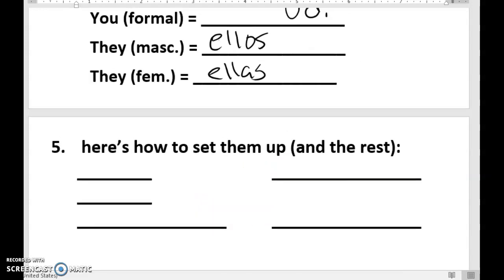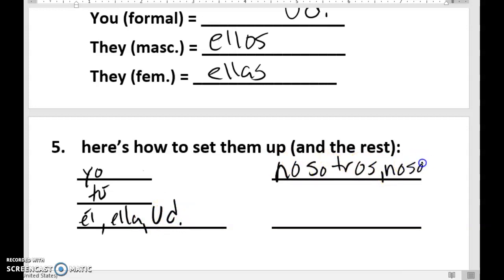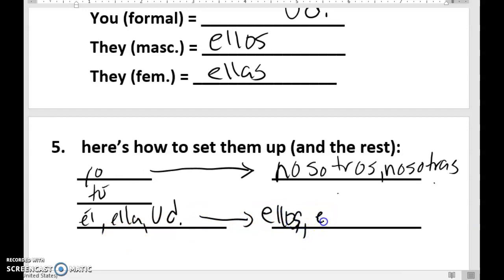So all we're going to do next is set them up on a chart. And everything we do from this point forward will be set up on the same chart. Yo, tú. This is first person, second person. Él, ella. Here's the new one. Nosotros, nosotras. We masculine. We feminine. So if we put them on this chart, they sit across from their plural. The plural of él is ellos. Oops, sorry. The plural of ella is ellas.